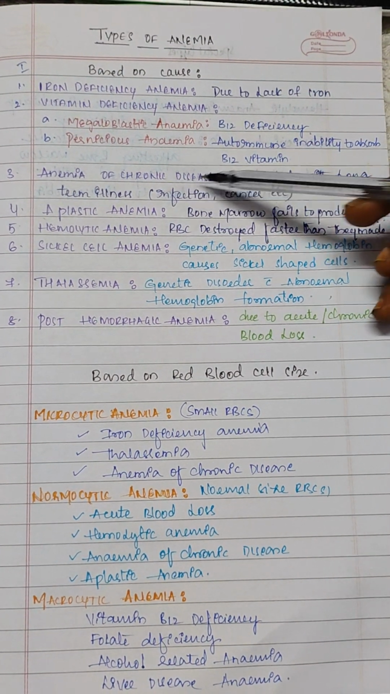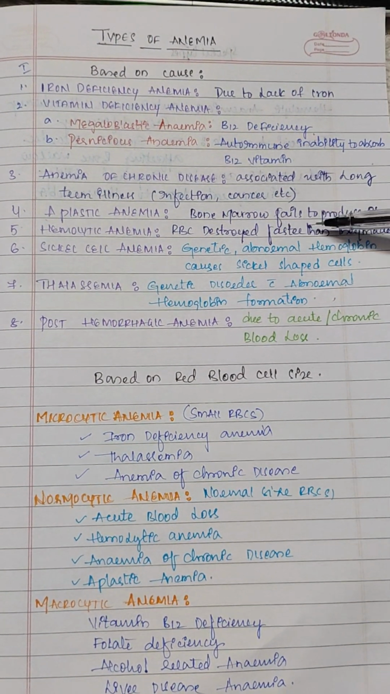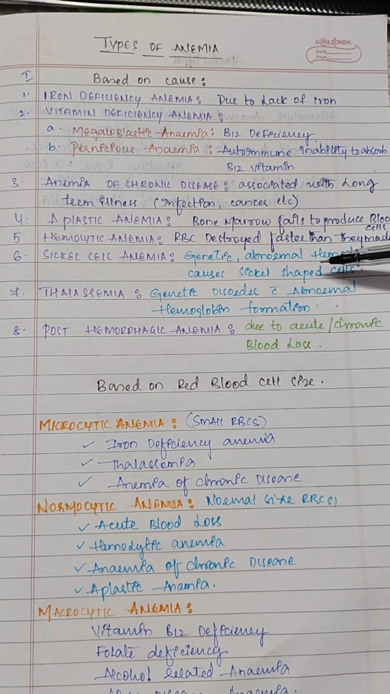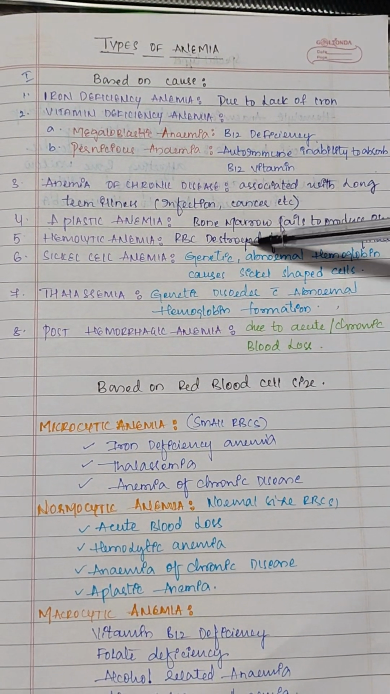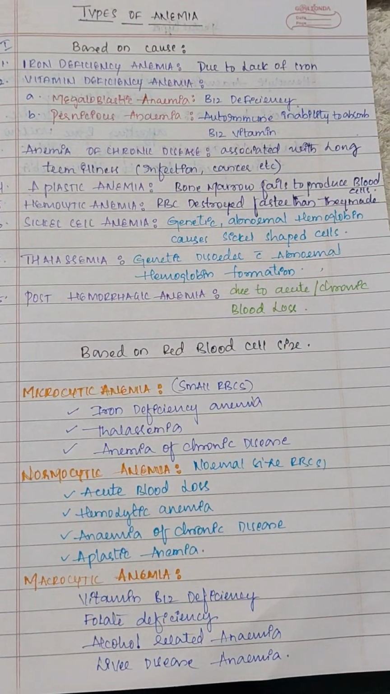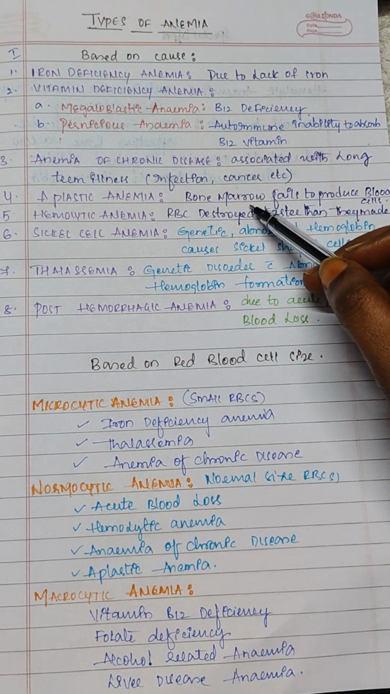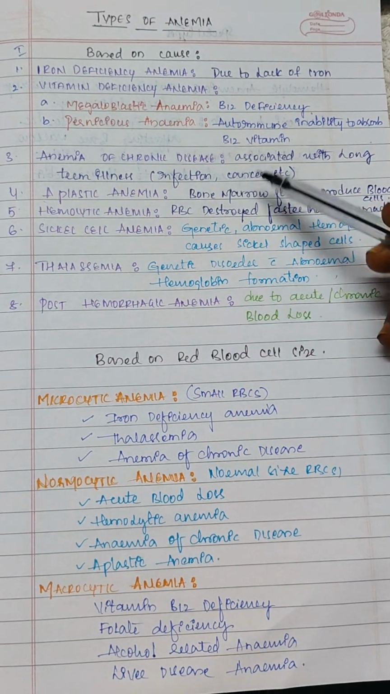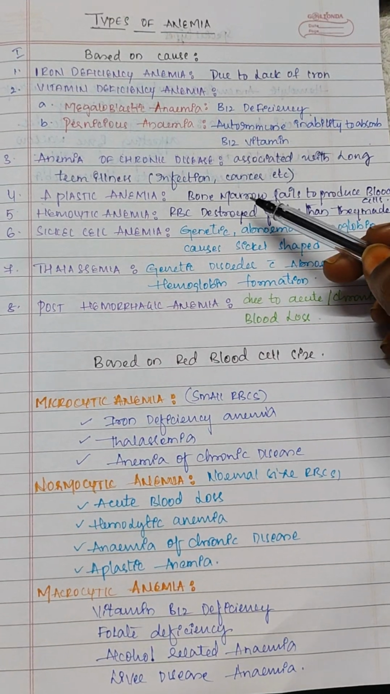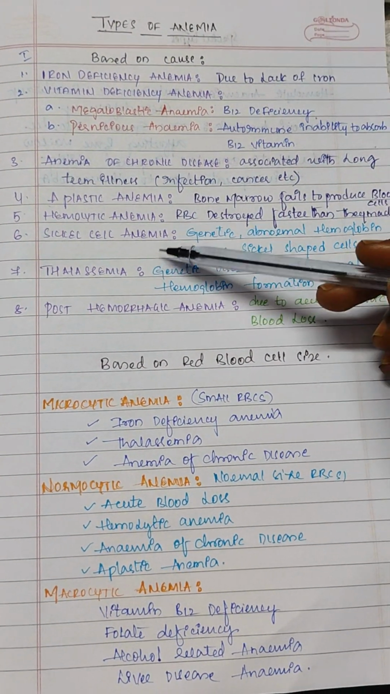The next one, anemia of chronic disease. This type of anemia we can see in people who have chronic diseases like infection and cancer. Aplastic anemia is caused because of lack of blood cell production by bone marrow. Aplastic anemia is a type of anemia which is caused by lack of blood cell production due to bone marrow defect.